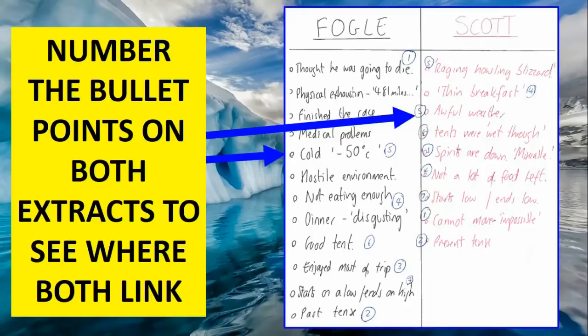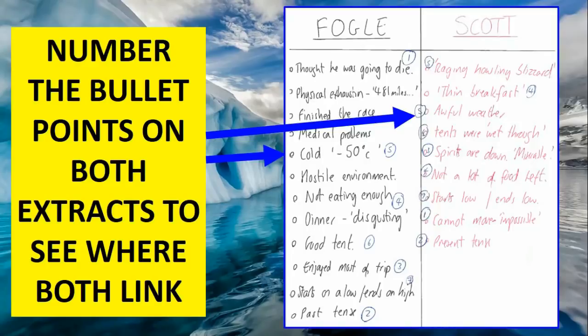So number four, for Fogle I've got not eating enough, and for Scott I've got thin breakfast, and they're rationing their food. So I'm going to talk about those two together. Number five, Fogle, I've got cold, minus 50 centigrade. And Scott, I've got awful weather. So I'm linking those ones. You'll see what I've done is I've linked them all up in the table, left to right. So then I'm going to compare.